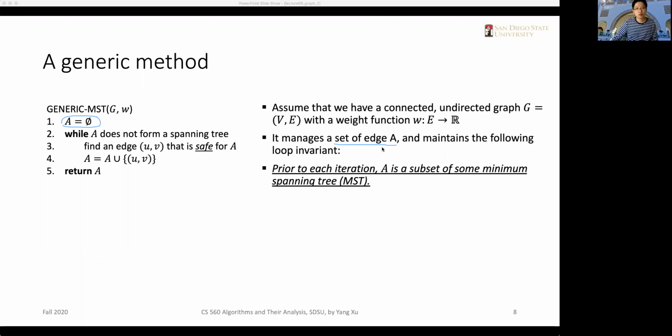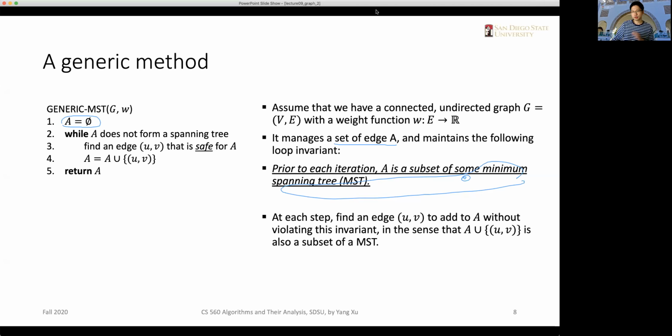We will maintain the following loop invariant in this while loop. Before each iteration, A is a subset of some minimum spanning tree, some MST. We say some because the MST may not be unique. There could be multiple possible MSTs. So we just make sure that A is a subset of some minimum spanning tree before each iteration.